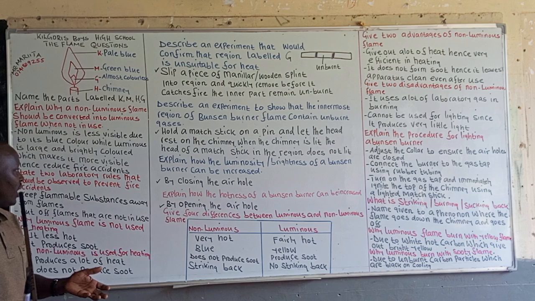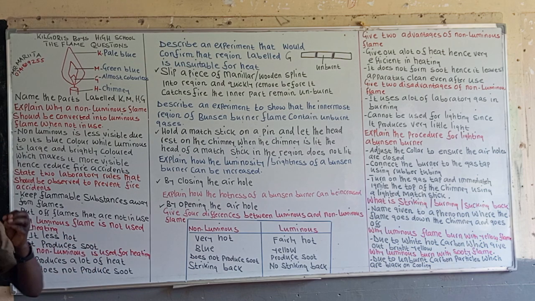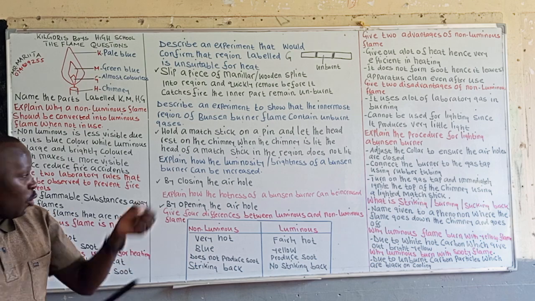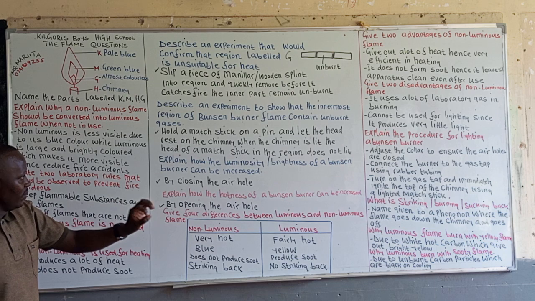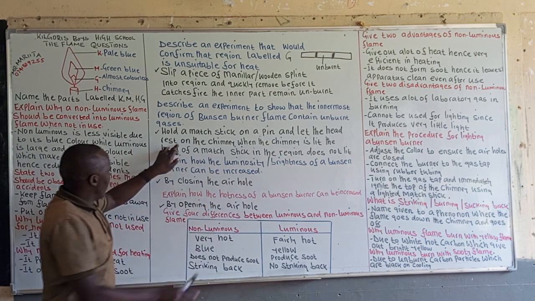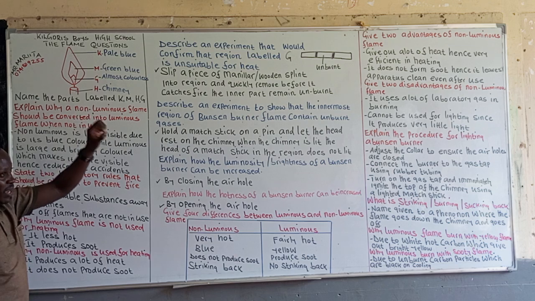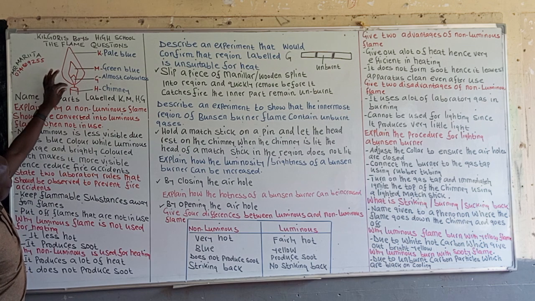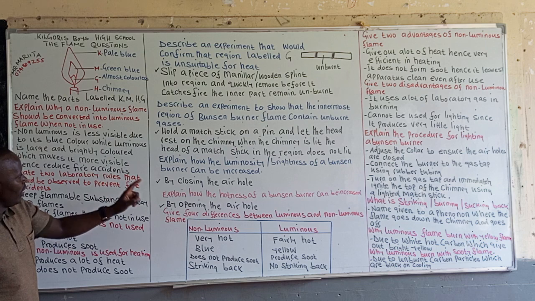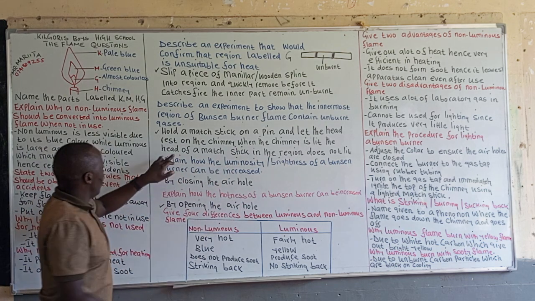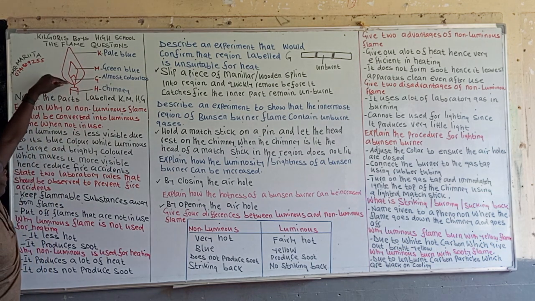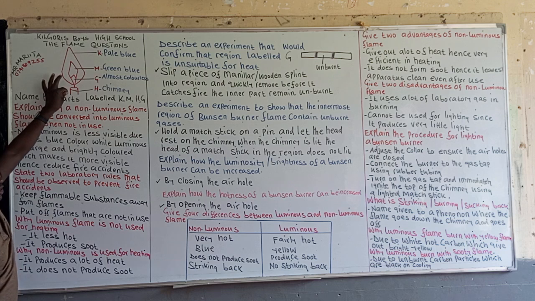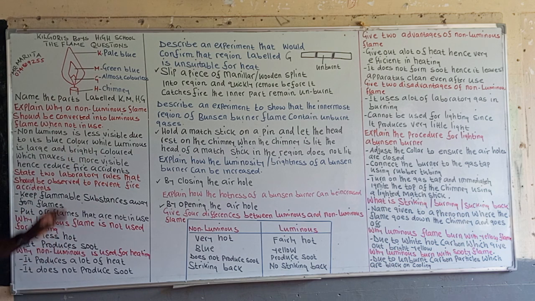You either need a matchstick, or you need what you call a glass rod tube. What happens here, if you have a matchstick, you just hold the matchstick on a pin and let the head rest on the chimney. So you have that matchstick and then you let the head rest on this chimney here. Then when the chimney is lit, the head of the matchstick in the region does not light, because this part contains unburnt gases.